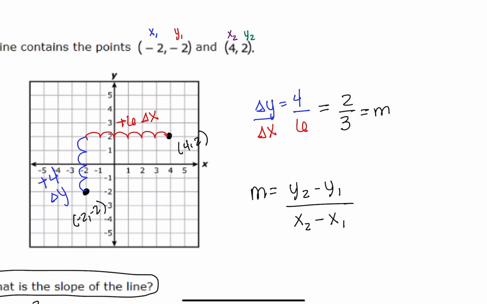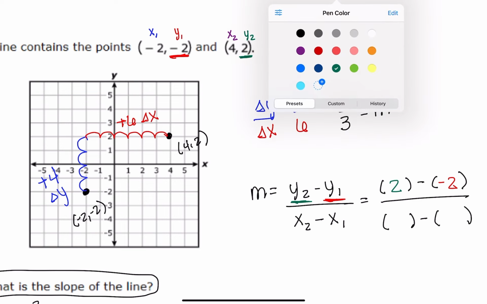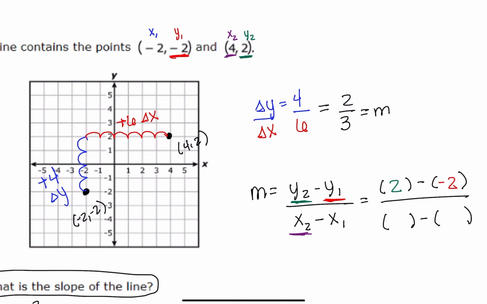So here, always put parentheses whenever you substitute. And those are minus signs. So my first one is y2. So y2 is going to go here, which is 2. y1, negative 2, is going to go right here. And then x2, which is 4, is going to go right here. And then lastly, x1 is going to go right here, which is negative 2.